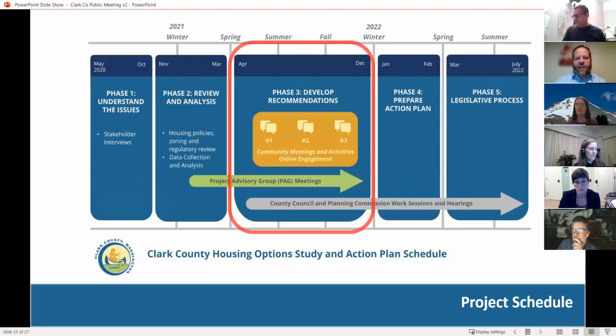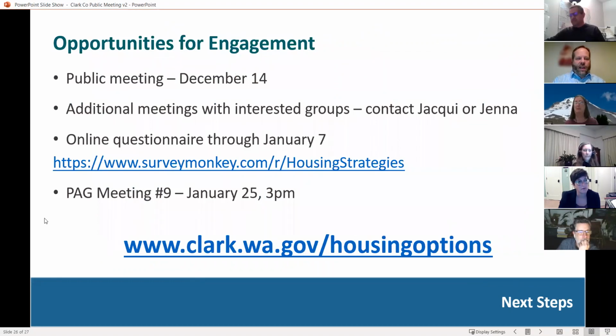A reminder again that our timeline, we're here in this third phase, about to move into phase 4, where we will be preparing the action plan and then moving to the legislative process and implementation. A few items for you. So here we are, December 14th at our public meeting.